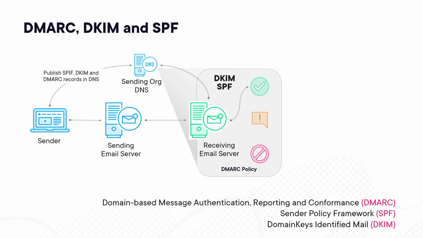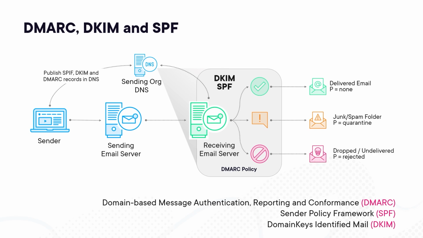It can either be accept, if that email is validated, go ahead and deliver. In other words, our policy equals none. We can set it to quarantine, so if it fails those DKIM and SPF checks, then we can place it into a junk or a spam folder. Or we can say, no way, if it actually fails, don't even deliver it, just drop it, mark it as undelivered, don't deliver it to the recipient at all.